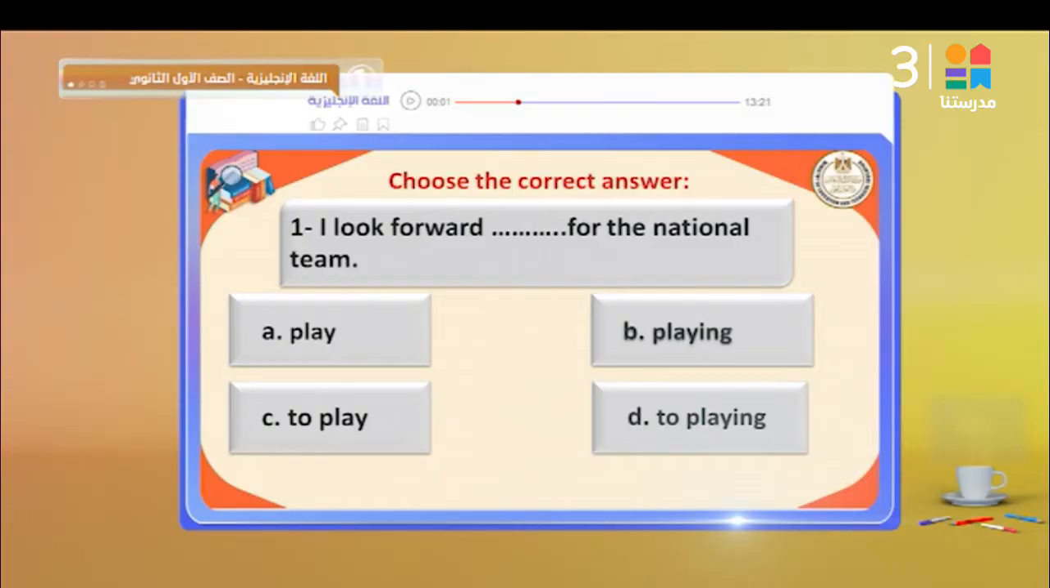I look forward for the national team. Of course it's very important for you when you answer a question, you have to decide, is it a grammatical question or is it asking about vocab.